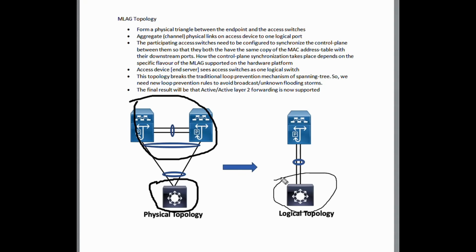Also, as we are spoofing the endpoint device into believing that the upstream switches are one logical unit as compared to two physical units, this topology breaks the traditional loop prevention mechanism of spanning tree. So we need some new loop prevention rules to avoid broadcast or unknown flooding storms in the network, with the final result being that active-active layer 2 forwarding is now supported in the network.